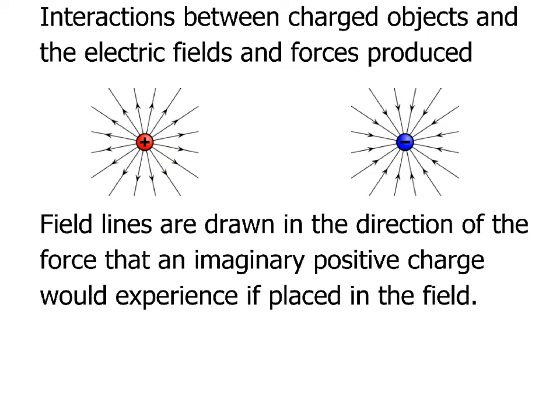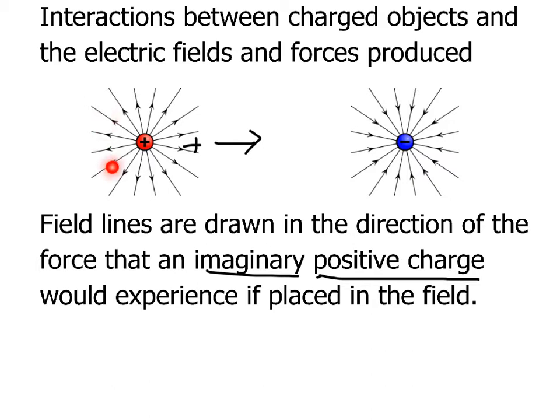The field lines are drawn with the arrows pointing in the direction that an imaginary positive charge would experience if it were placed in the field. So in the direction of the force. So if I stuck a random positively charged thing there in that electric field, it would experience a force away, because positive things repel each other. So this positive point charge would repel that positive charge. It would push it away.